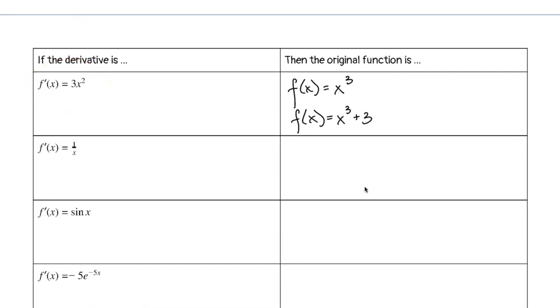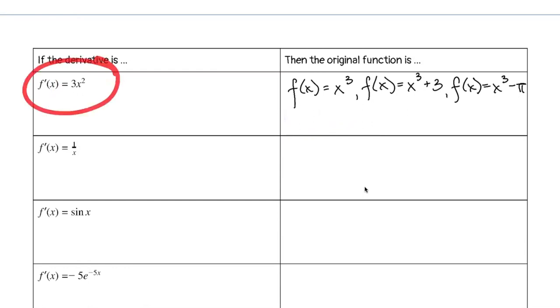What if I said, let's move these to the same line. What if I said f of x equals x cubed minus pi? And I said, take that derivative. I bet you would end up with 3x squared, right? So all three of these seem like they're possible answers. So this plus 3 and this minus pi, those are constants, right?